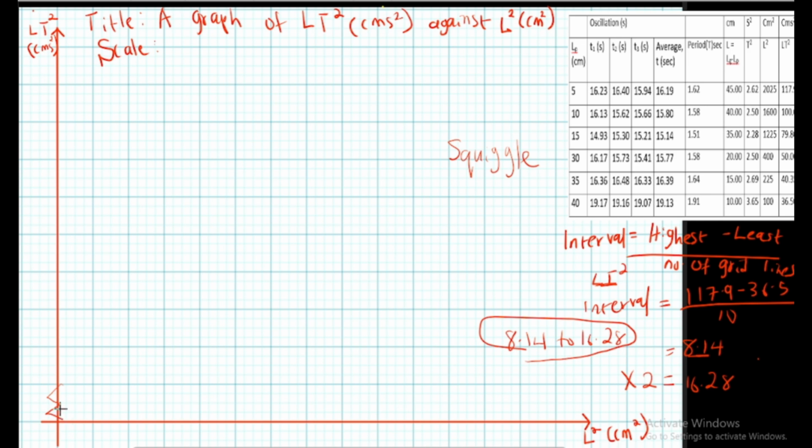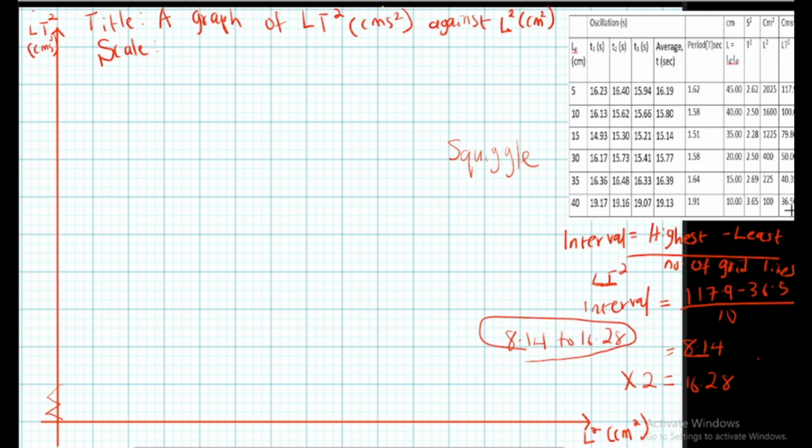We use it on the axis, and it is used to indicate that there are some missing points in that axis. So we are going to use a squiggle here, and then we are going to start from the value closest to the first plotted point, or the least value there. We're going to start from a number that is very close to the first plotted point, or the least possible number on that table of values, which in this case is 36.5. This is the least number. So we can start around 30, or maybe 35, or maybe 20. In this case I'll start with 30.